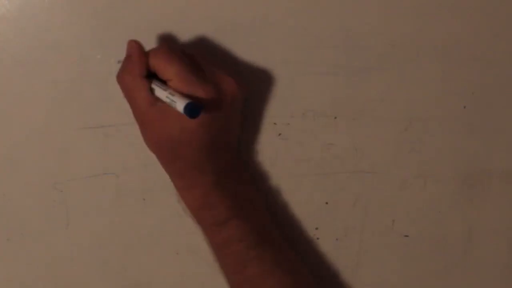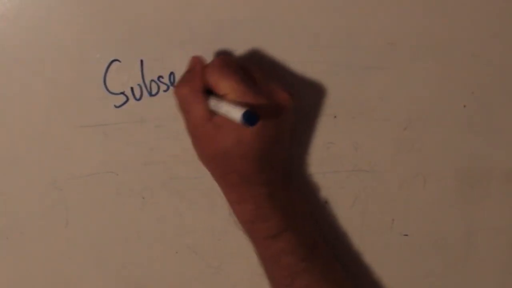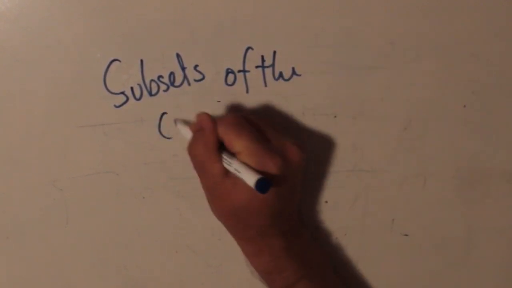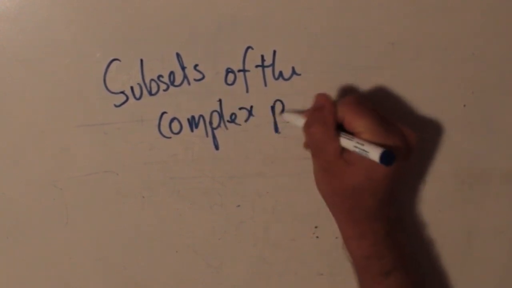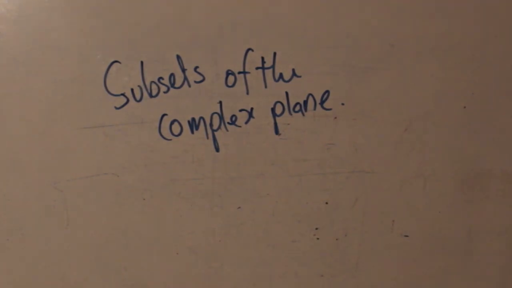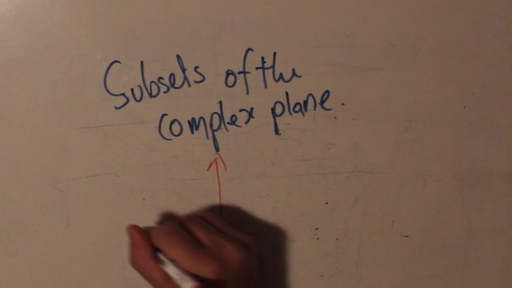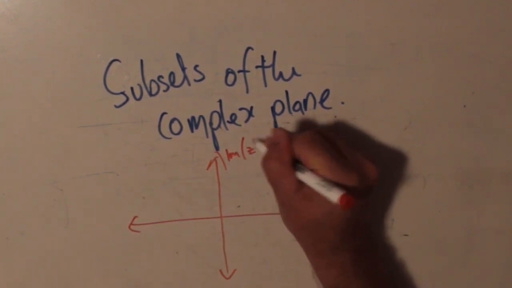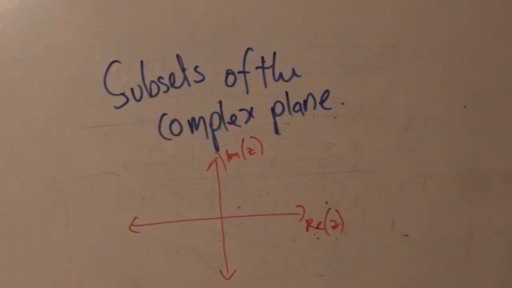All right, today we're going to look at subsets of the complex plane. Okay, what does this mean? So the complex plane looks like this. It's the Argand diagram. Let's draw that. Here we go. We've got the imaginary part of Z, and the real part of Z over here.